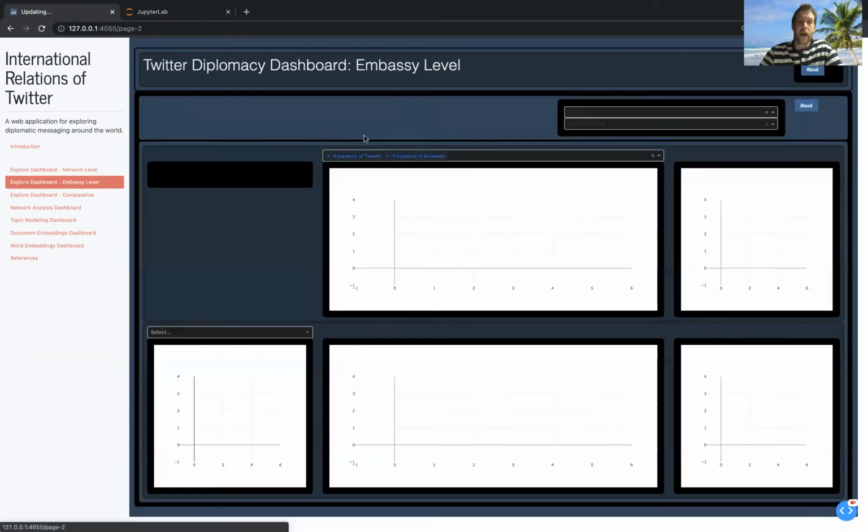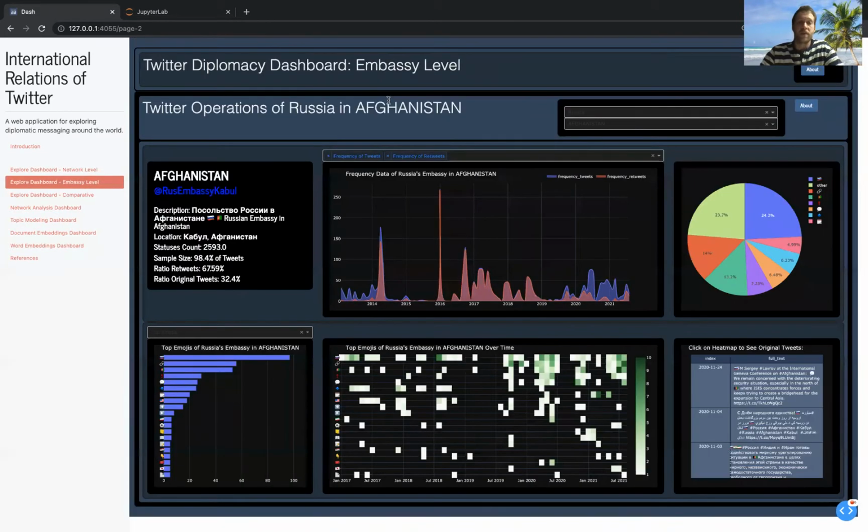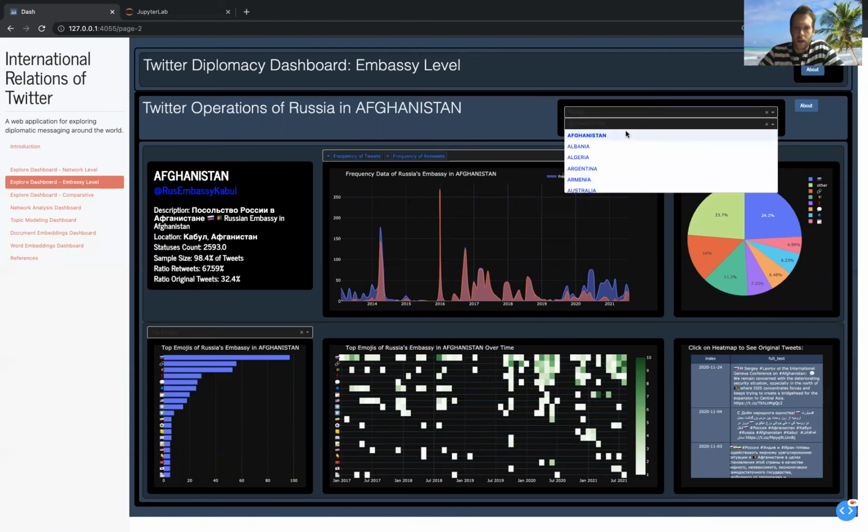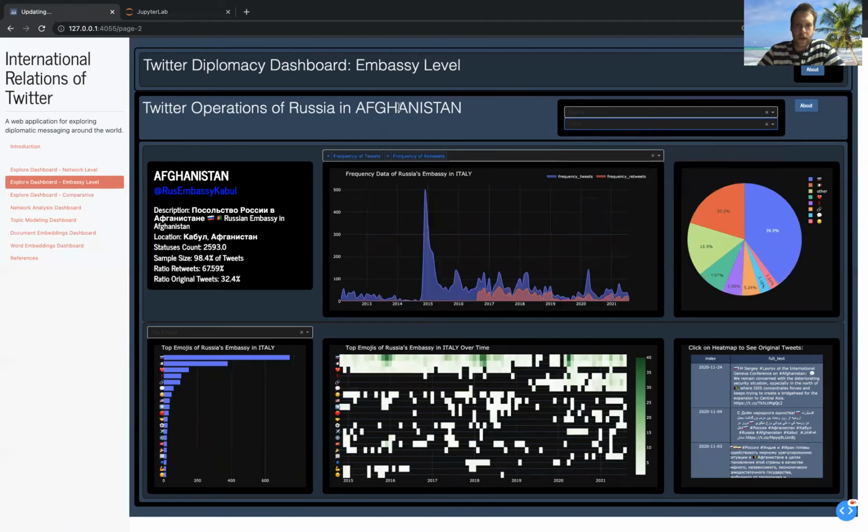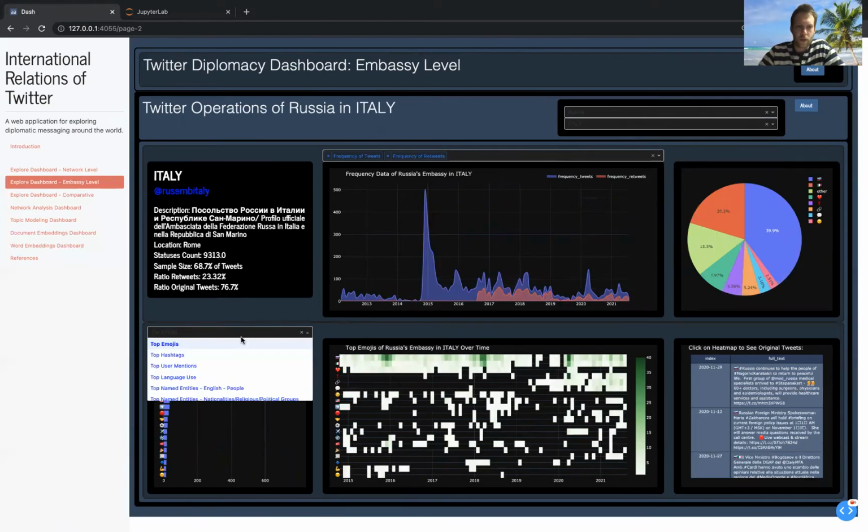Now we know. We also have the embassy level dashboard, and that allows us to go into the particular embassy. So the previous network level dashboard was looking at all the embassies in Russia, for example, in aggregate. This allows us to look at a particular embassy. So I can see the Russian embassy in, I don't know, Italy. And we can look in detail about what's going on in Italy.